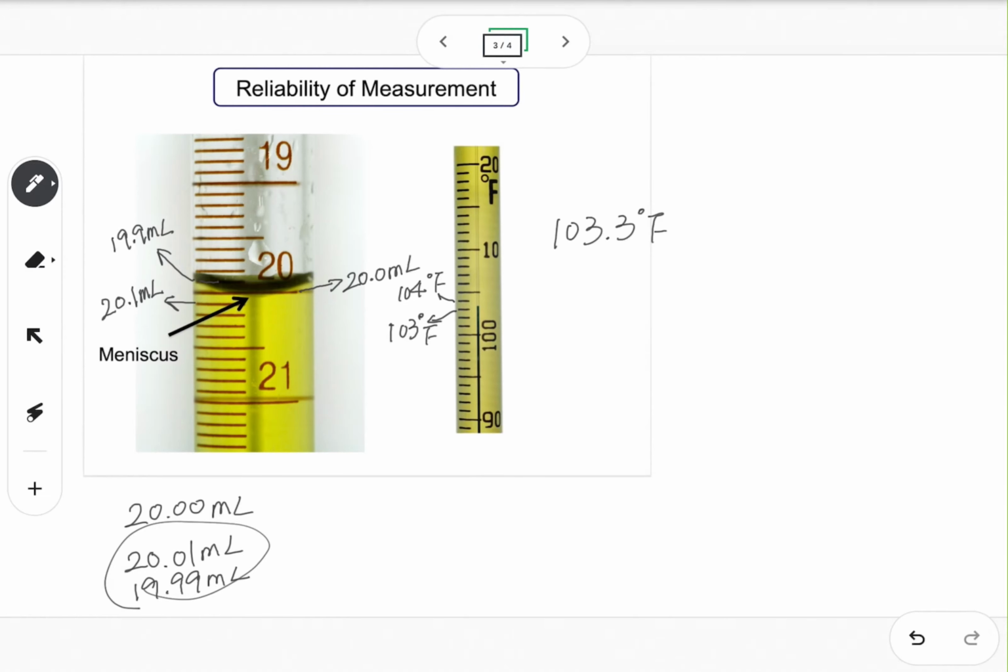Of course, again, if you read that as 103.4 degrees Fahrenheit or 103.2 degrees Fahrenheit, both of them are fine. So this is data reading.